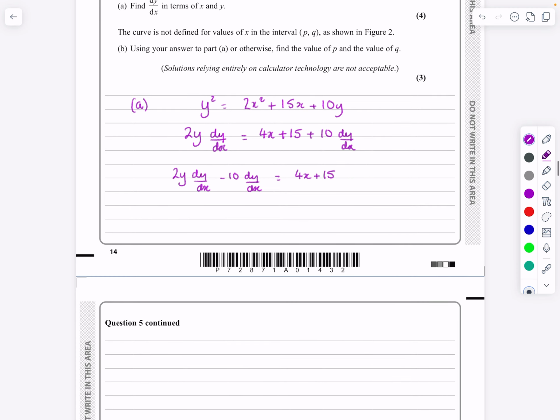Once I've done that, hopefully you've practiced these, so this should be like second nature to you. Take dy by dx as a factor, which leaves me 2y minus 10 times dy by dx equals 4x plus 15. And so from that, dy by dx is going to be equal to, in this case, 4x plus 15 over 2y minus 10. Not unusual to have a dy by dx in terms of both x's and y's when we've got implicit differentiation there. Okay, part B.